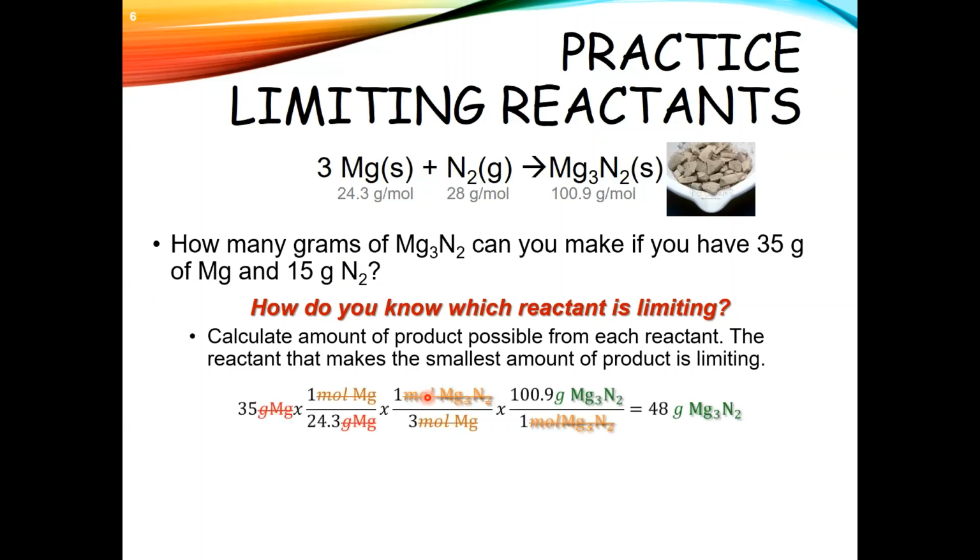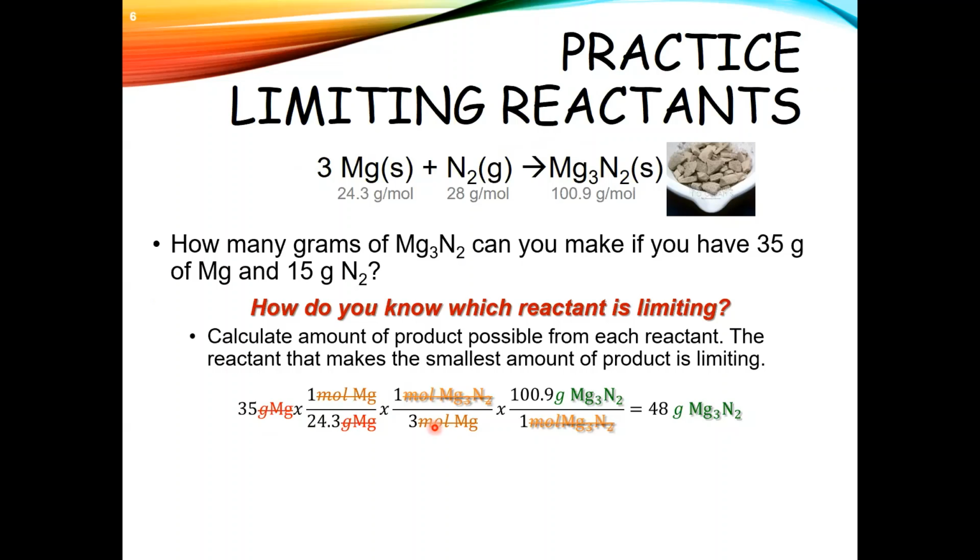So let's start with magnesium. We have 35 grams of magnesium. We need to turn that into moles. That's always what we're going to do first. We're going to take 35 grams of magnesium divided by 24.3 grams of magnesium per mole of magnesium. Now we have that in moles. We're going to multiply that by our mole ratio between Mg3N2 and magnesium. So Mg3N2 has 1 here. The magnesium has a 3, so we're going to multiply by 1 divided by 3.